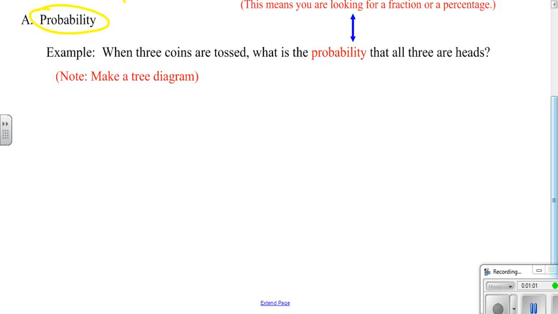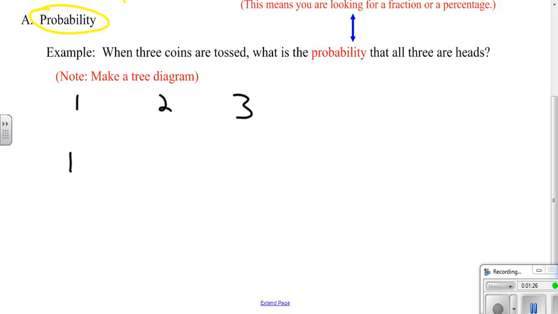So we're going to look at a larger example here. When we have 3 coins tossed in the air, what is the probability that we get all 3 as heads? So again, probability is the successful ways to do it versus the total ways to do it. So we're going to make a tree diagram. This is going to be where our first toss is, our second toss, and our third toss.